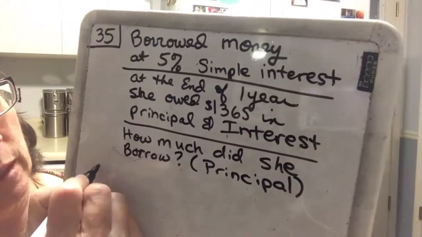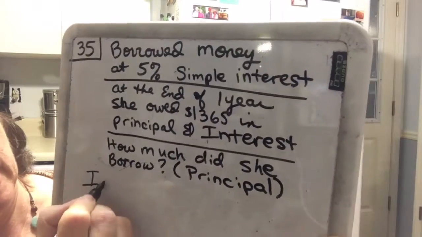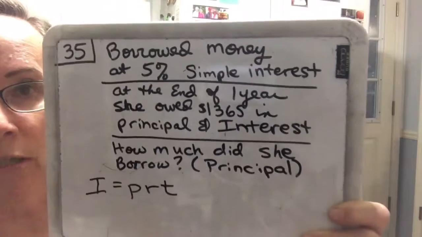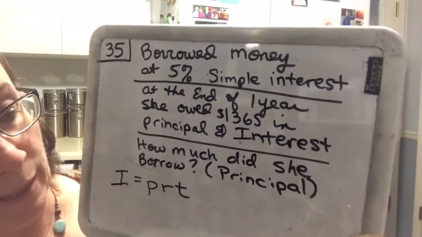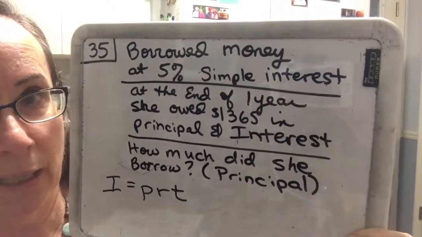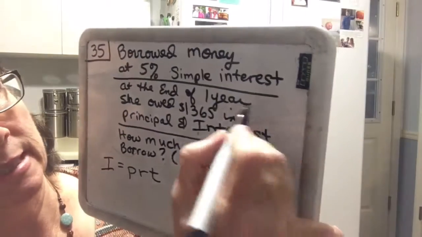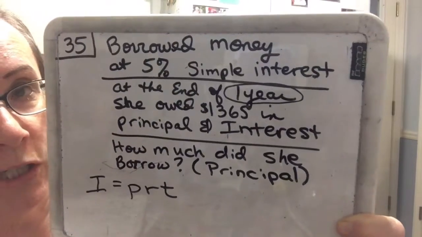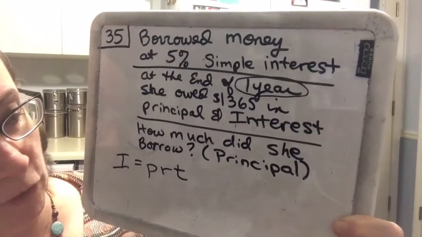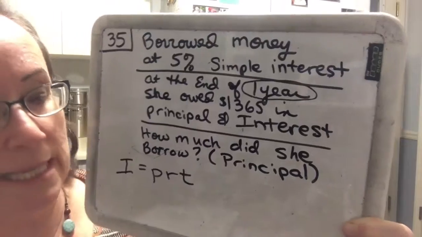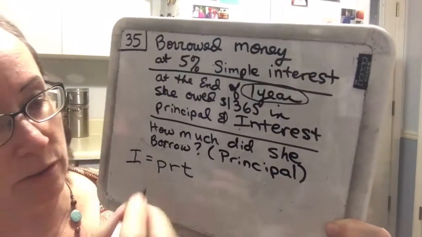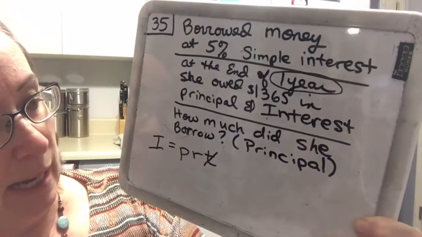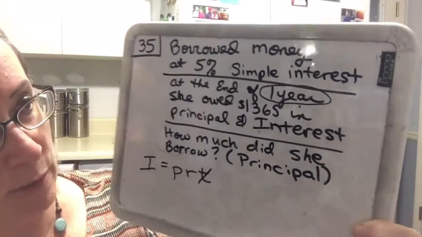Okay, so we know that we're going to be using interest is principal times rate times time, which is our simple interest formula. And right now we know that time is 1 because this is at the end of the first year. So T in this equation is always in years, so T is just 1. We can pretty much cancel that one out. And so we have interest is principal times rate.